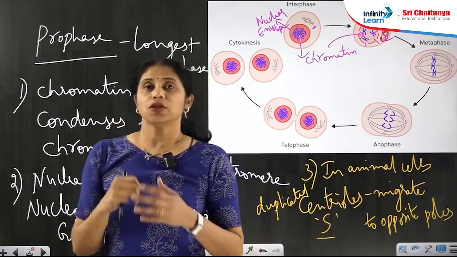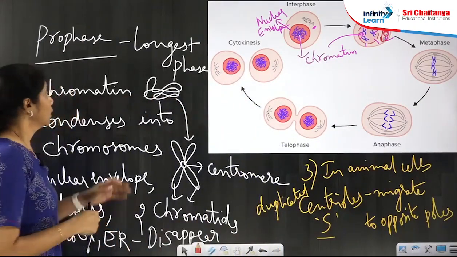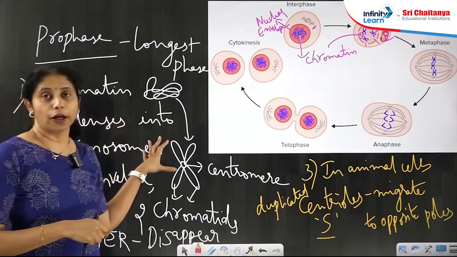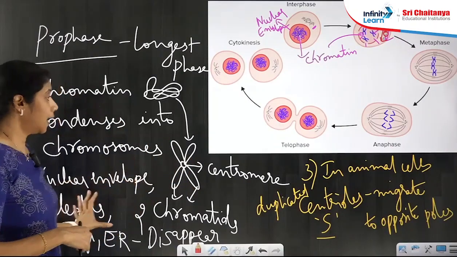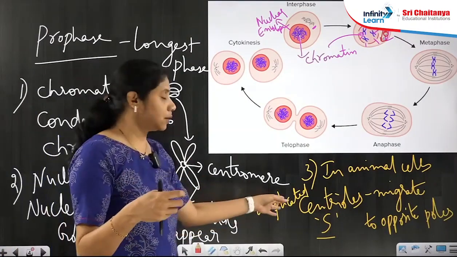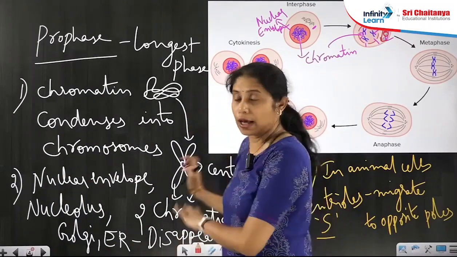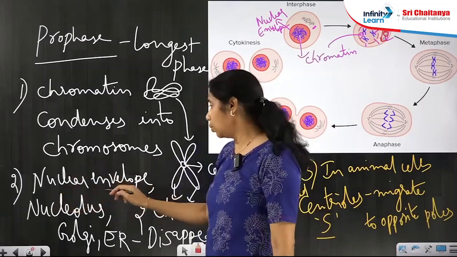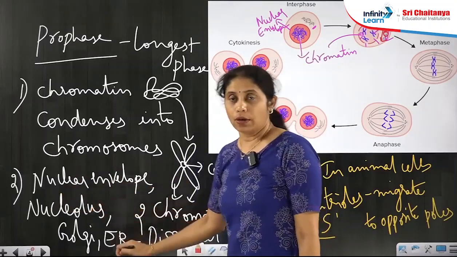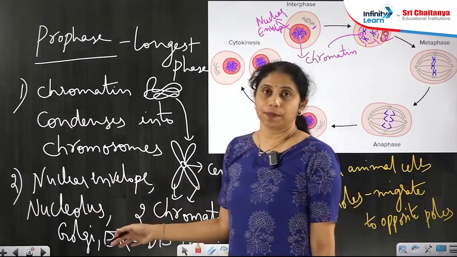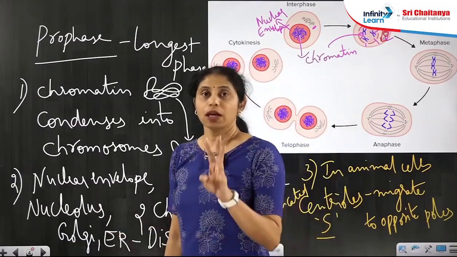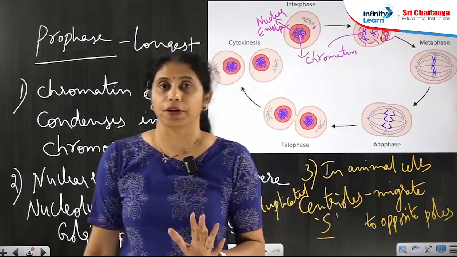So, the three major events are there in the prophase. The first event, condensation of chromatin to chromosomes. The second event, only in animal cells, the duplicated centrioles migrate to opposite poles. It is there only in animal cells. But in all other cells, nuclear envelope, nucleolus, Golgi and ER disappear. Okay. So, three events are the major events of the prophase.